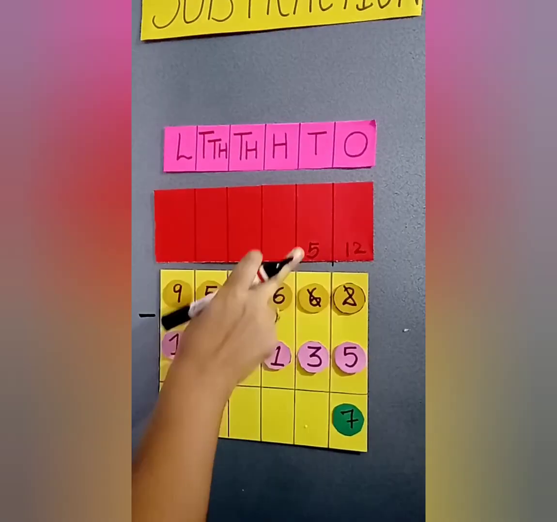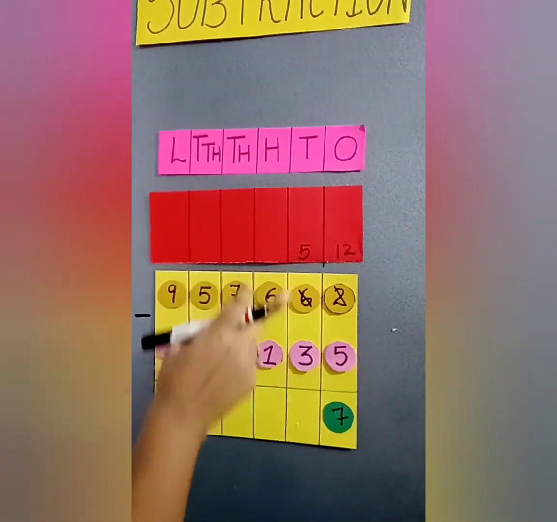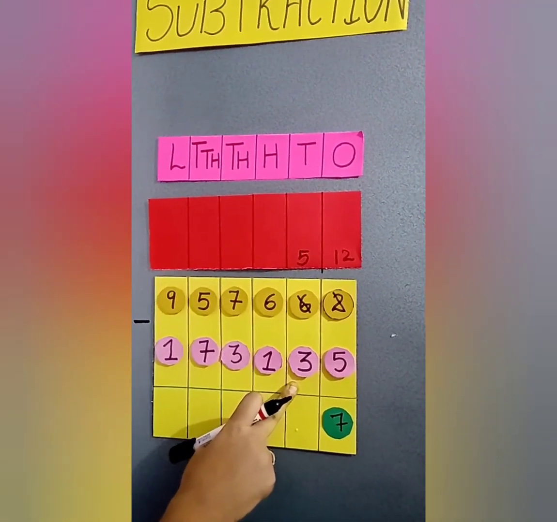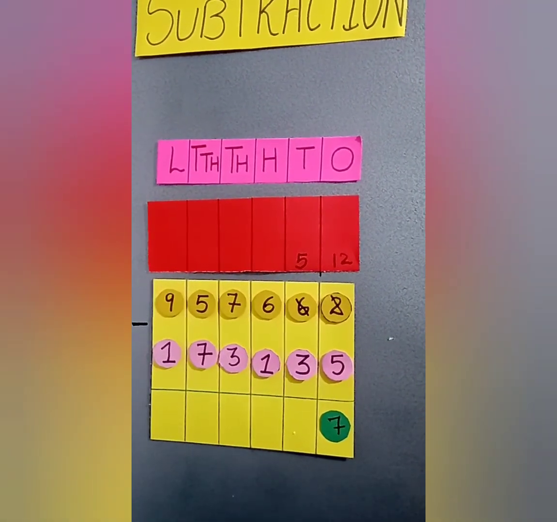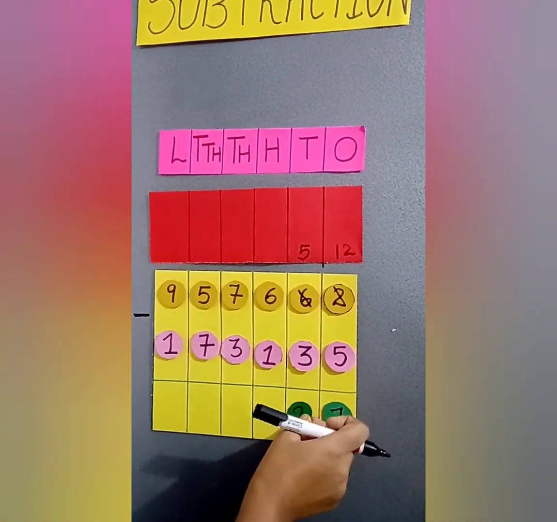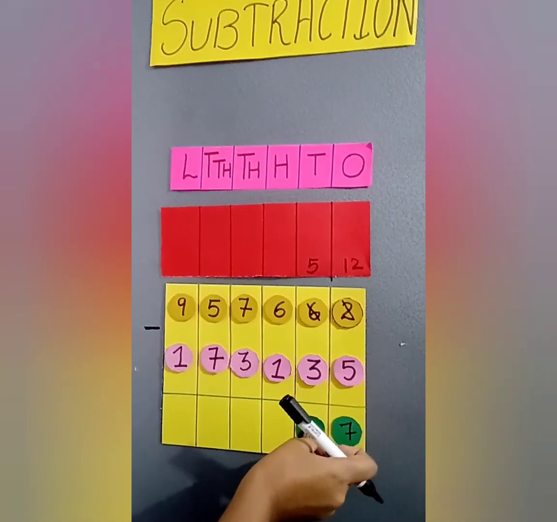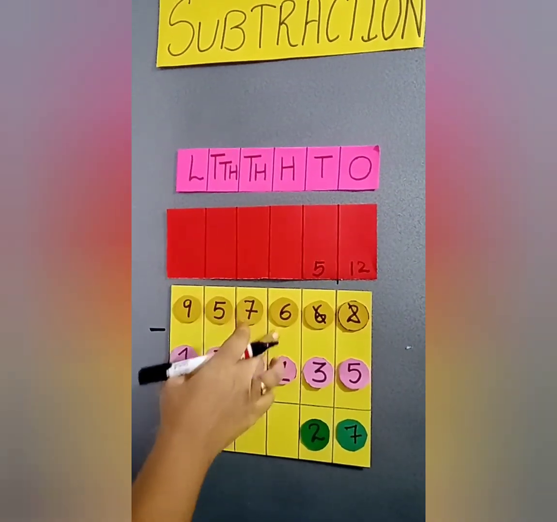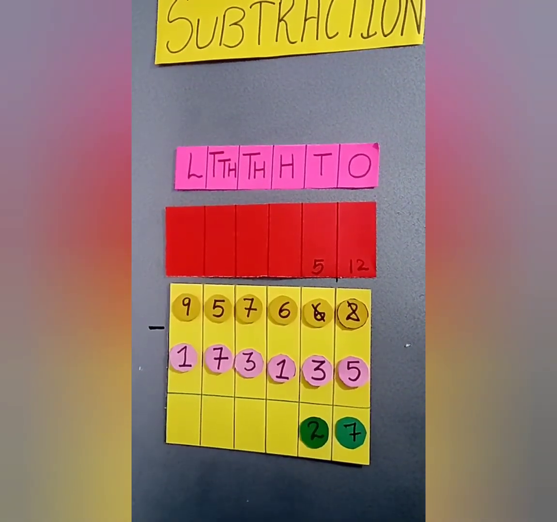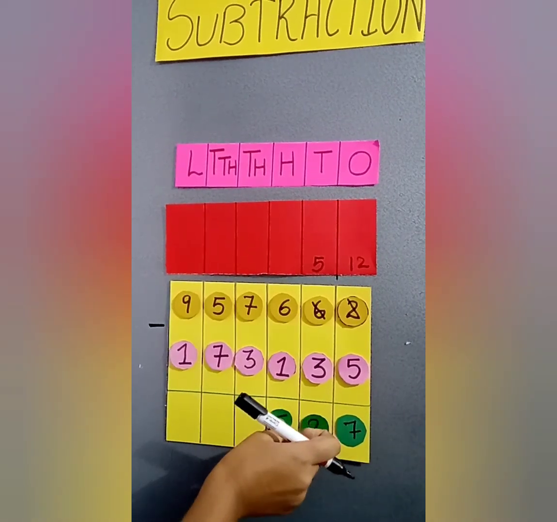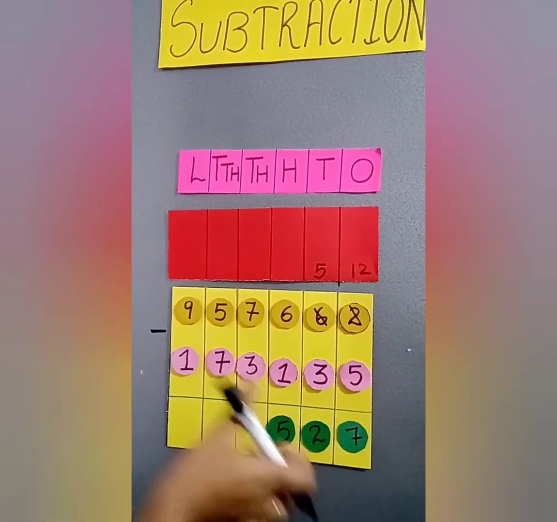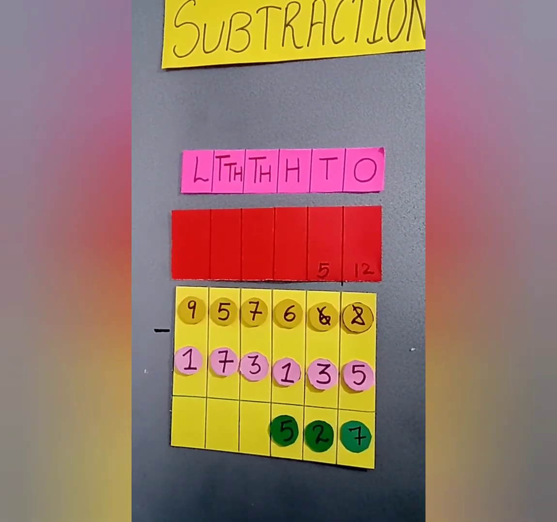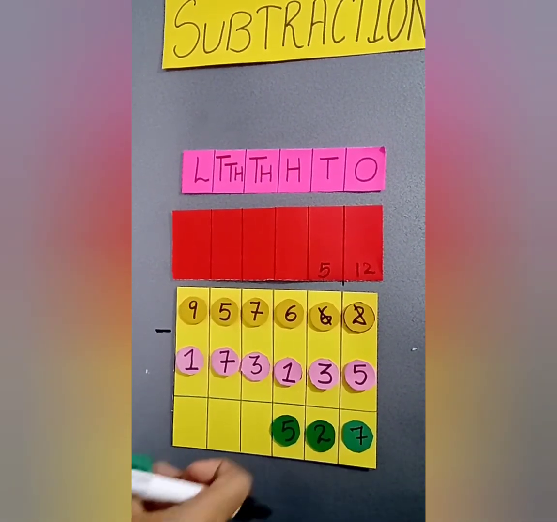Okay, now come to tens place, we have 5 and 3. Now 5 is greater than 3, so we can subtract. So 5 minus 3 is 2. Okay. Now come to next place, hundreds place. We have 6 and 1, that is 5. So easily we can subtract. So 5. Next is thousands place. We have 7 and 3. Our answer is 4.